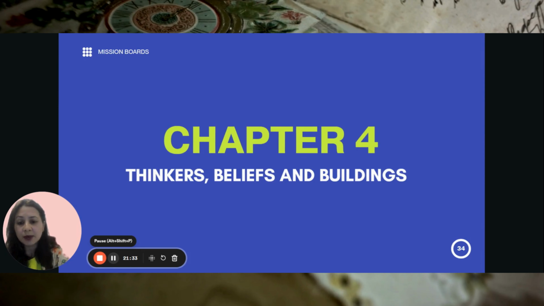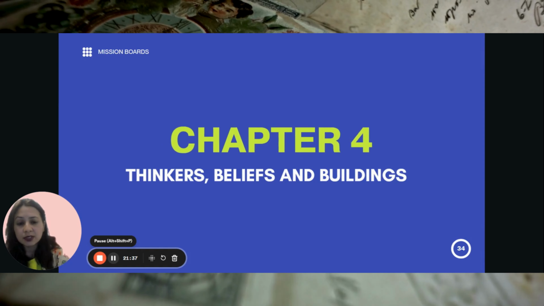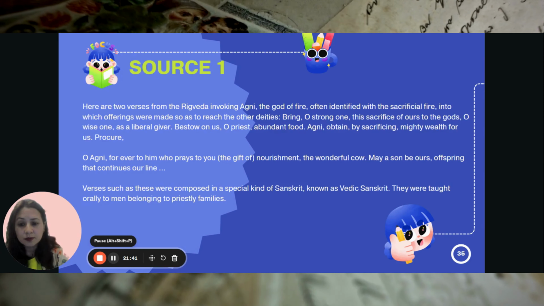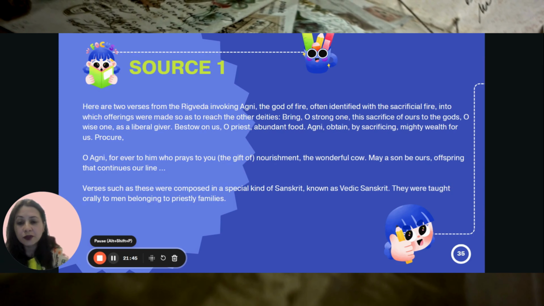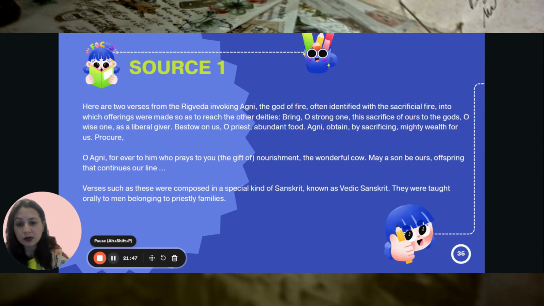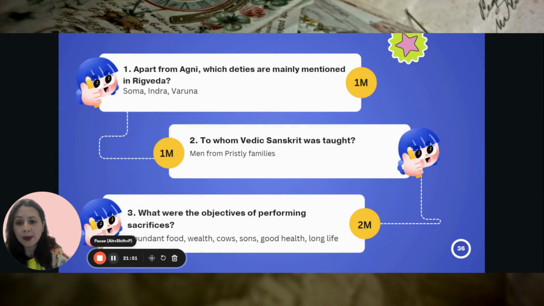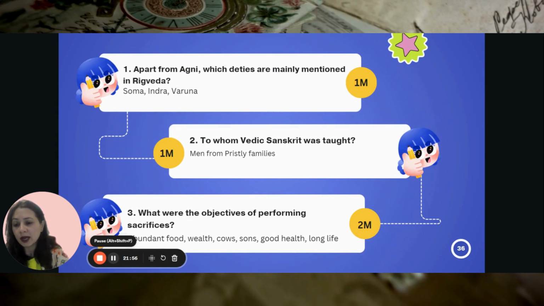Now let's come to chapter number 4, Thinkers, Beliefs and Buildings, which talks about Buddhism and Jainism. In this, the sacrificial tradition, as mentioned in the Rig Veda, has been given. Coming on to the questions. Apart from Agni, which deities were mainly mentioned in the Rig Veda? Soma, Indra, and Varuna.